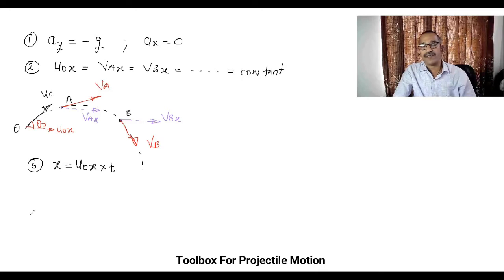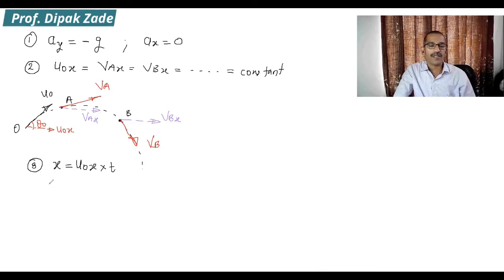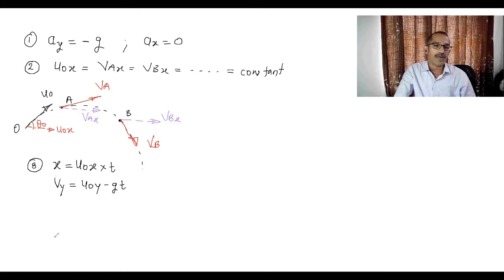Now along the y-axis, the acceleration is the acceleration due to gravity. Therefore, if we write our three equations of motion: v equals u plus at, v square equals u square plus 2as, and s equals ut plus half at square. The first equation is v equals u plus at. Now I am applying the equation along the y-axis, therefore v is replaced by vy, u means the vertical component of initial velocity, and a is replaced by minus g. So vy equals u0y minus gt. This is our equation along the y-axis.